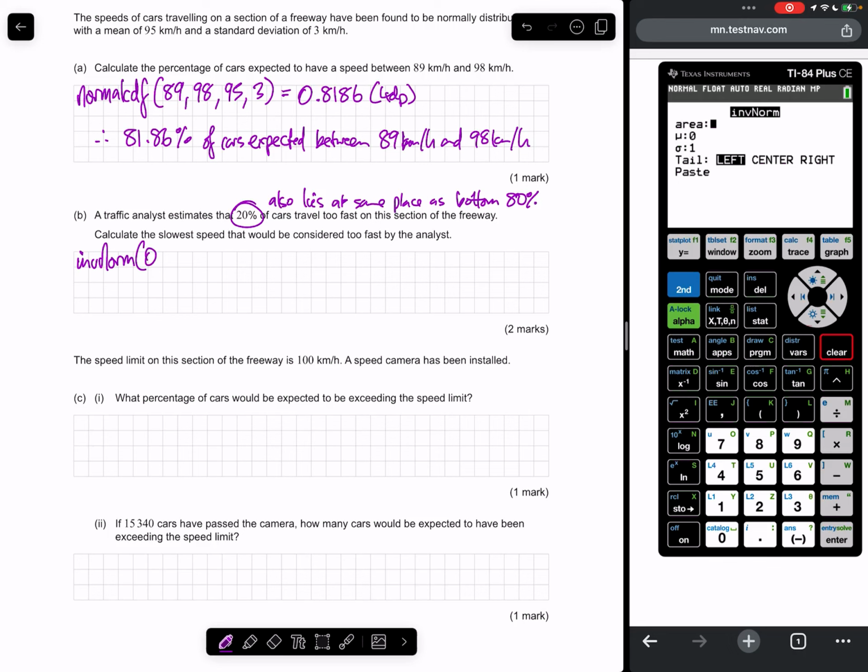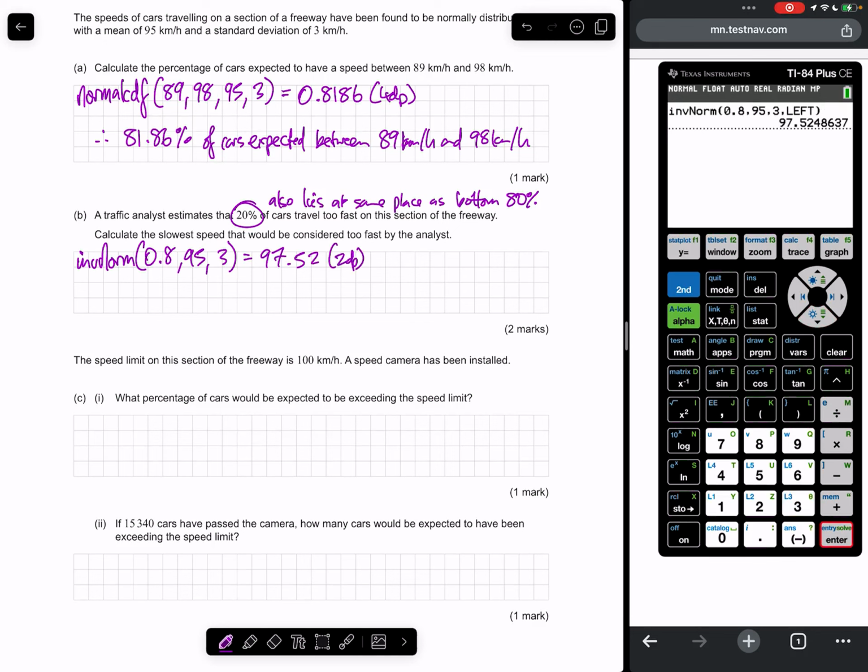So if you have a graphics calculator that doesn't show this tail left, center, right, you would do this. Inv norm 0.8, 95, 3. In this case, because this is a newer calculator that lets you do left, the older calculator can only do left, so I'll show you the working out that it spits out. And it's set on left. And then 97.52 to 2 decimal points.